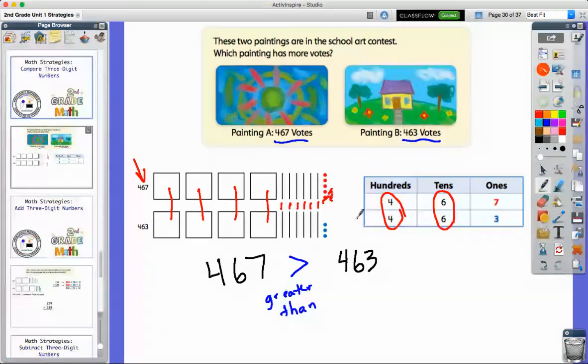So when we're comparing three-digit numbers, we have to compare the different place values, and when they are the same, you've got to find down to where they are different. And so in our example here, the ones place was different. There were more ones in 467 than there were in 463.